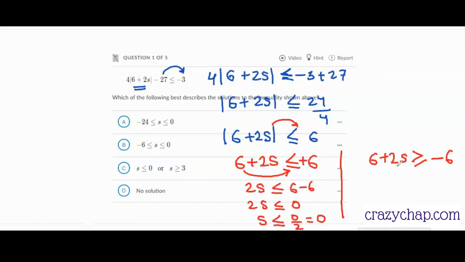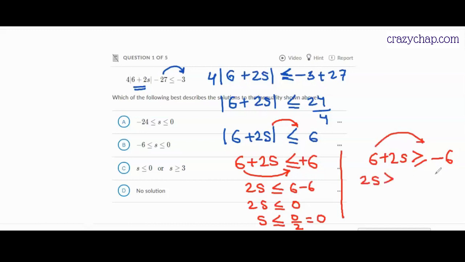Now solving the other inequality, we'll bring 6 this side. It will become negative 6. So we get 2s is greater than or equal to negative 6, negative 6. So we get 2s is greater than or equal to negative 12. And bringing 2 to the other side, we get s is greater than or equal to negative 12 over 2, which is basically negative 6. So the value of s is less than or equal to 0 and greater than or equal to negative 6. Option B should be the correct answer.